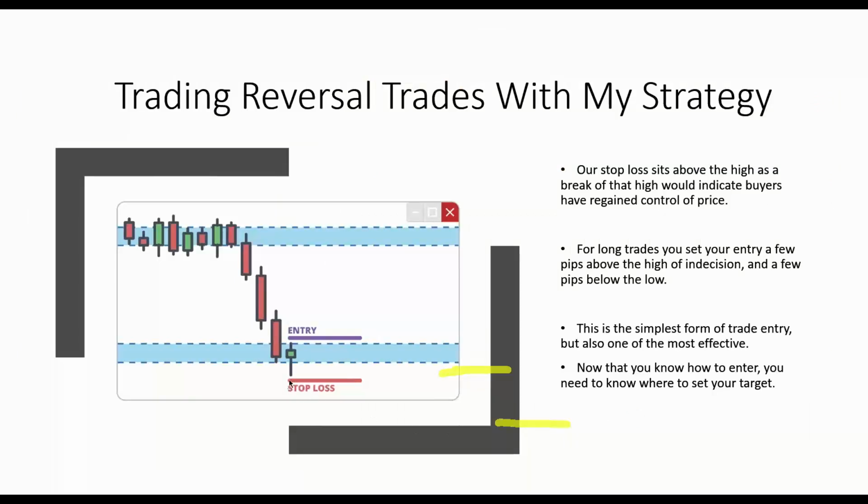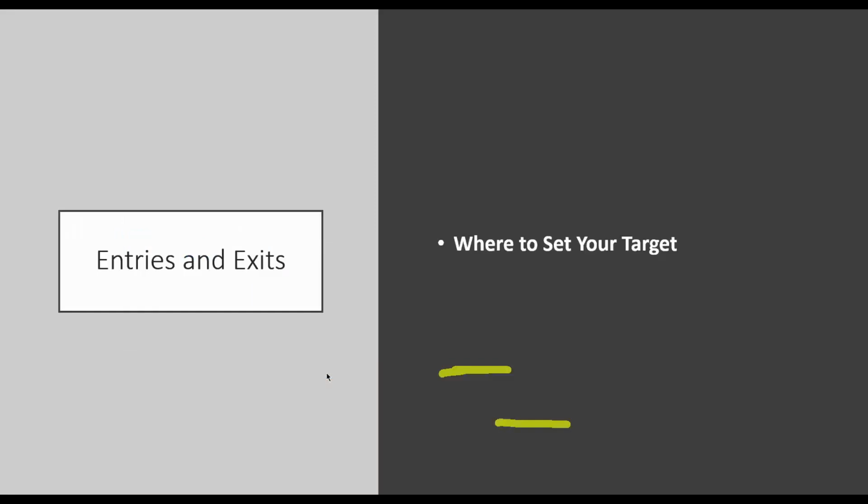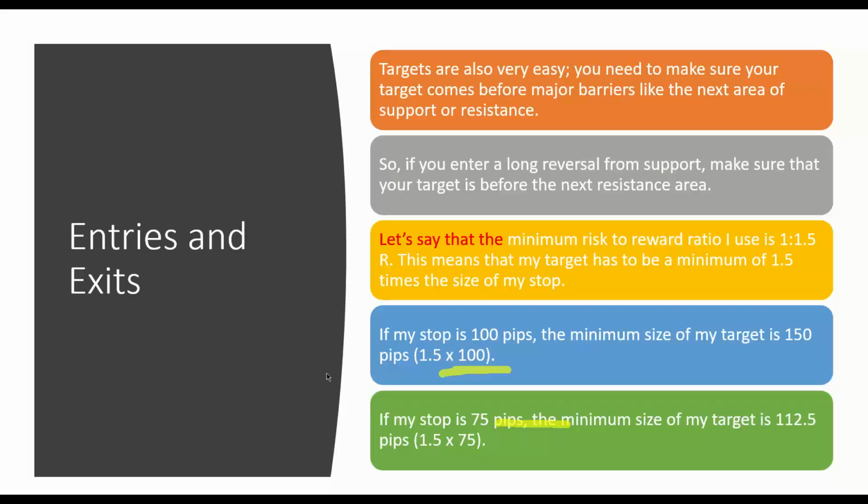So on your indecision candle, you place your stop loss here, your entry point here. So when the next candle forms, if it's not a reversal and it goes the other way, either your entry will not be triggered and you'll never have the trade, or it might pop up there and execute, but you'd get out of it at your stop loss. So let's say the minimum risk.